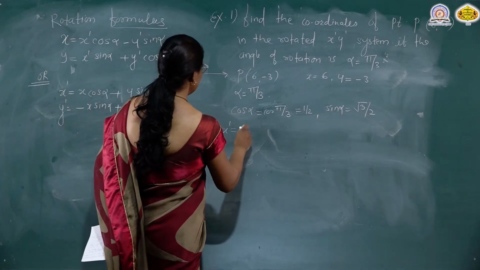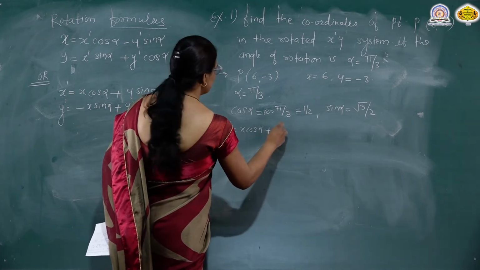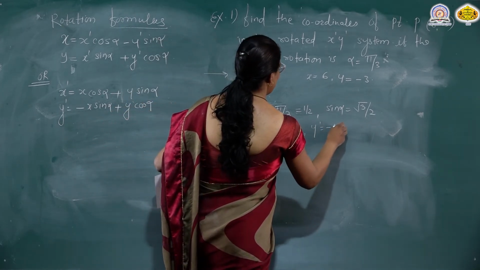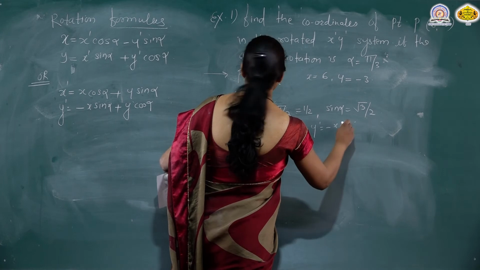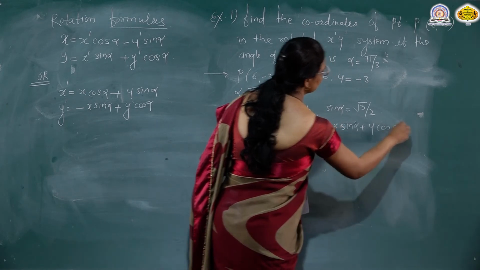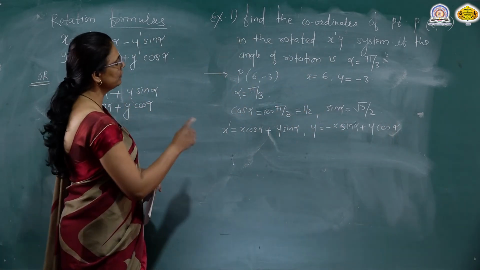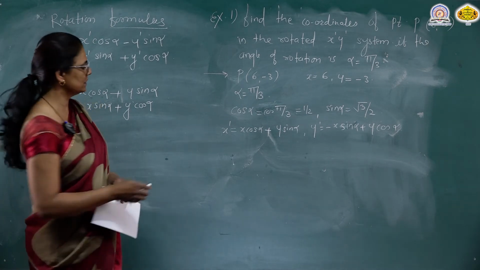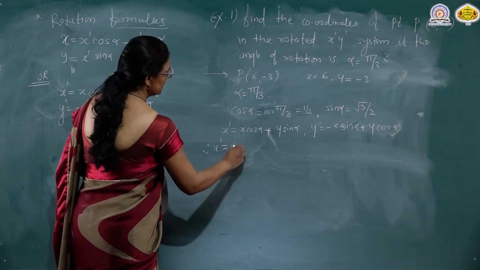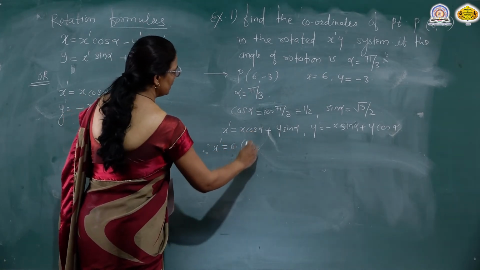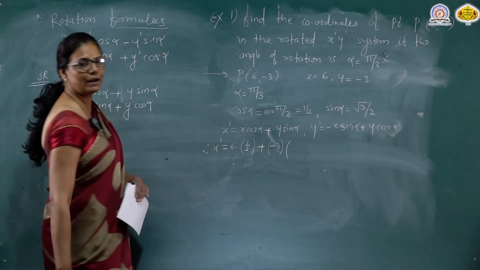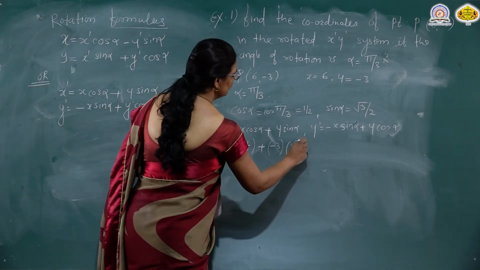x dash is equal to x cos alpha plus y sin alpha, and y dash is equal to minus x sin alpha plus y cos alpha. Now put the values of x and y as well as sin alpha and cos alpha. Therefore x dash becomes: x dash is equal to x is 6 into the value of cos alpha, which is half, plus y is minus 3 into the value of sin alpha, which is root 3 by 2.